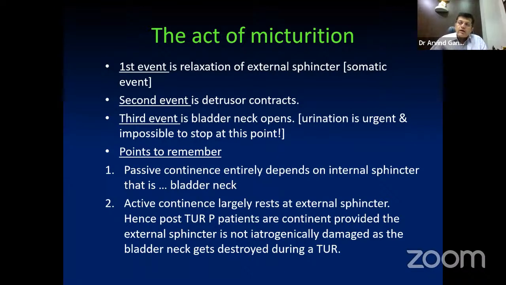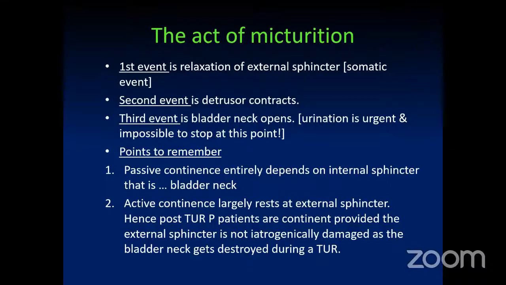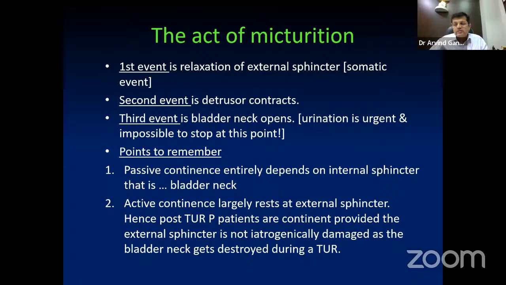Similarly, when we are doing an RARP, say a radical prostatectomy, we are actually dealing with the external sphincter. So that is the reason that we give importance to a long urethra. We give importance to a properly reconstructed bladder neck. We give importance to the Kegel's exercises because we want to strengthen or preserve the external sphincter.